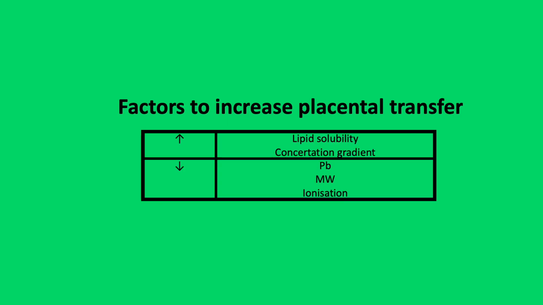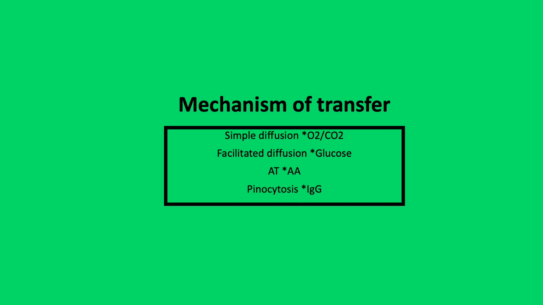A range of different factors can increase placental transfer of agents. These include increased lipid solubility, a higher concentration gradient, low protein binding, low molecular weight, and low or minimal ionization. There are a range of different mechanisms by which molecules transfer across the placenta, the most common of which is simple diffusion. This is where the molecule either moves between or through the cell down a concentration gradient and does not require energy.